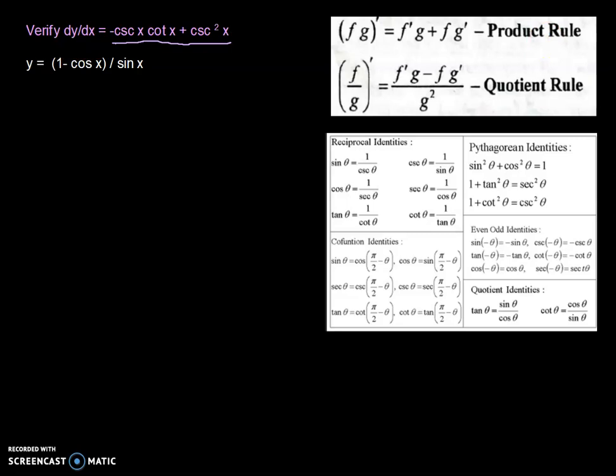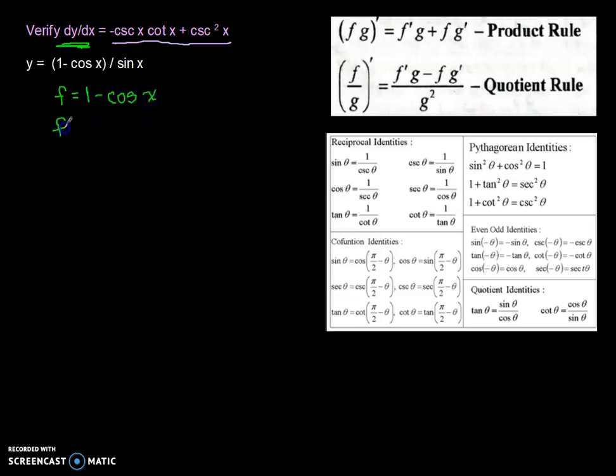First of all, let's just figure out what the derivative of y with respect to x is. We're given the function y. We do have a function of x being divided by another function of x, so we're going to apply the quotient rule. Sorry about my pen acting crazy. f is equal to 1 minus cosine of x.